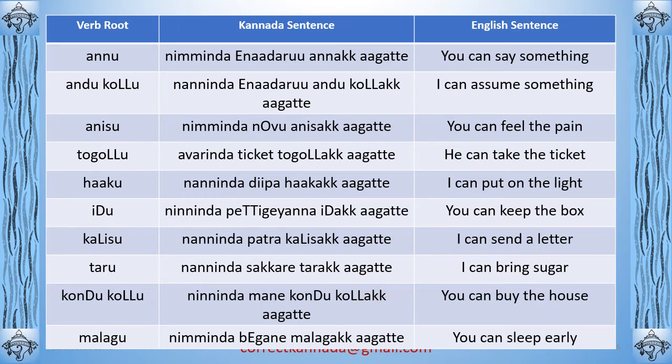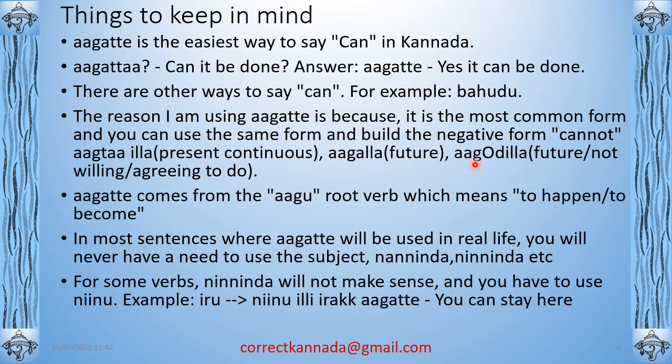Okay. So things to keep in mind when you are using aagatte. Aagatte is the easiest way to say can in Kannada. There are other ways to say can also, like bahudu. Okay. Aagatte is also a question. Can it be done? Answer will be aagatte. Yes, it can be done. It's just a single word. Aagatte means can. Okay. There are other ways to say can.